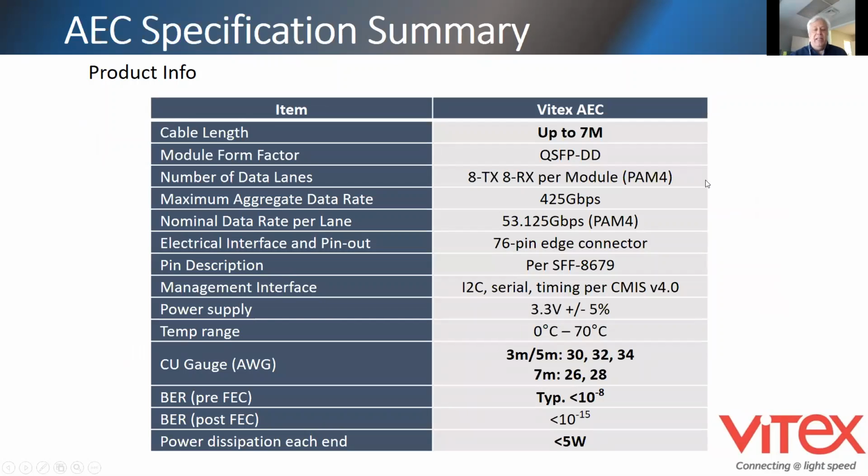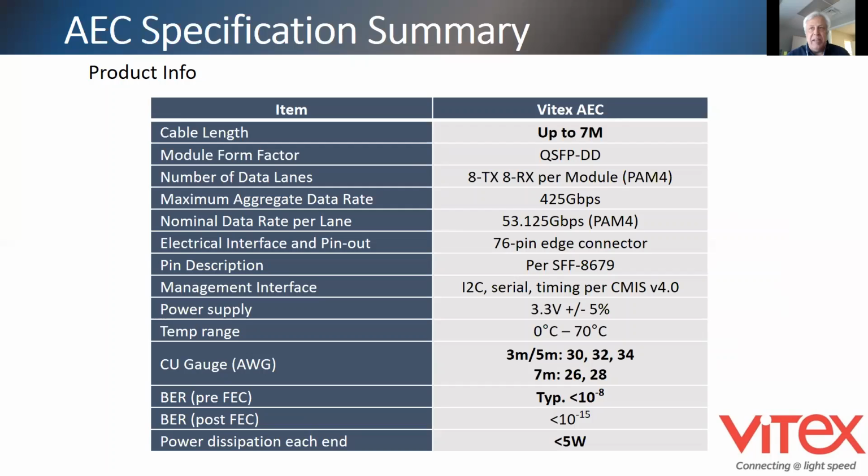So just a couple of highlights here. We've extended the reach of the copper to 7 meters. The form factor is QSFP, double density. It has 8 lanes of PAM4 modulated, 53 gigabit per lane. Through the I2C interface, we could take a look at a number of things. The management protocol, we do have CMIS 3.0 and CMIS 4.0, and CMIS 5.1 will be coming soon.